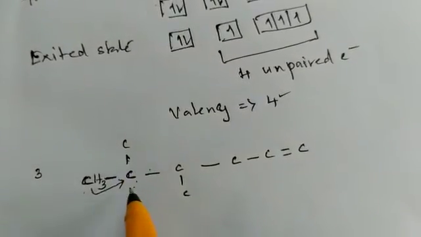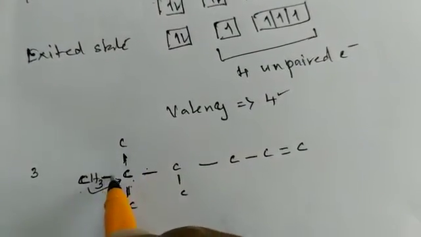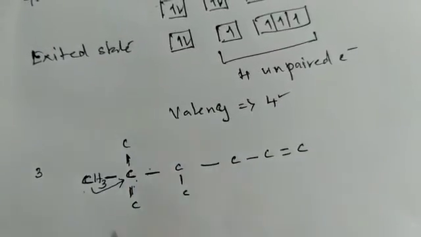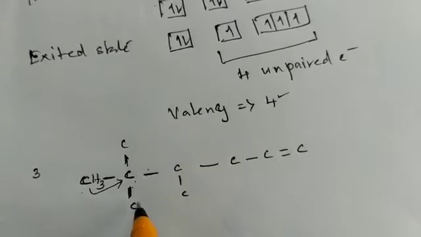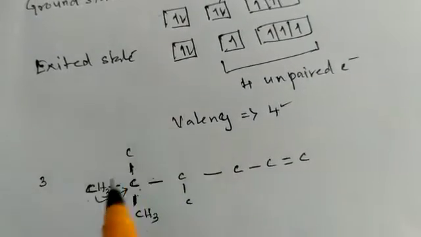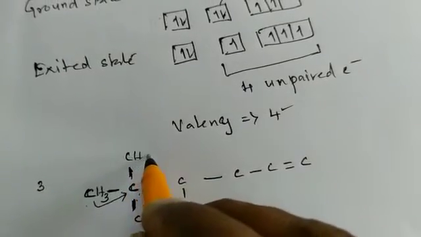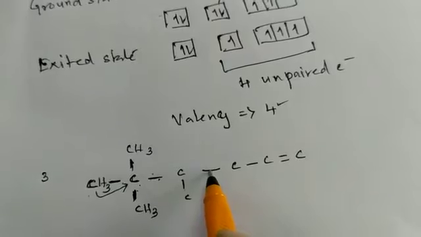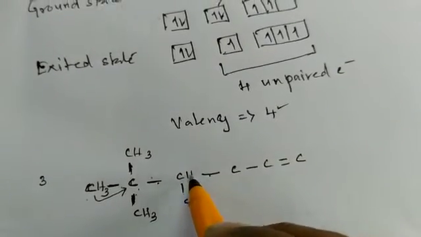Consider the carbon. 1, 2, 3, 4. 4 valencies are satisfied by surrounding carbon atoms. So no need to put hydrogen here. Here only 1 hydrogen atom. So remaining 3, put 3 hydrogen atom. 1 valency is satisfied. For the remaining 3, put 3 hydrogen atom. The similar way, 1, 2, 3. 3 valencies are over. So remaining 1.